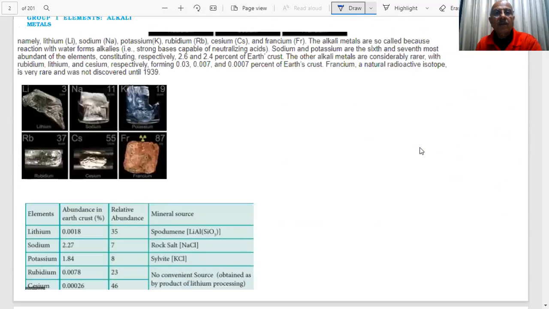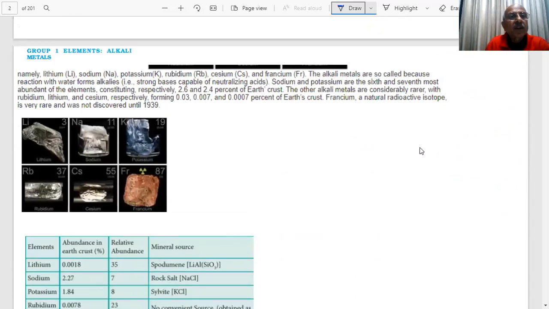All right, students. Here I am showing you something. Group 1 elements are called alkali metals: lithium, sodium, potassium, rubidium, cesium, francium. See, they have a very nice shine. They are soft and have a good metallic luster. This is how they look. They are solids, very soft solids.